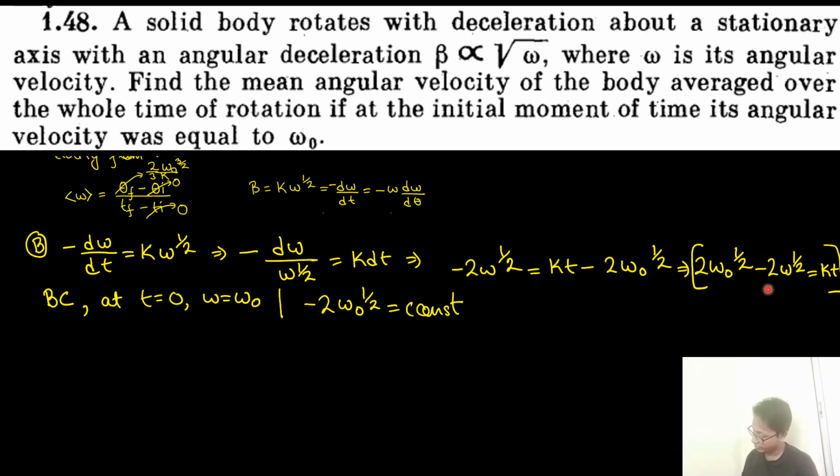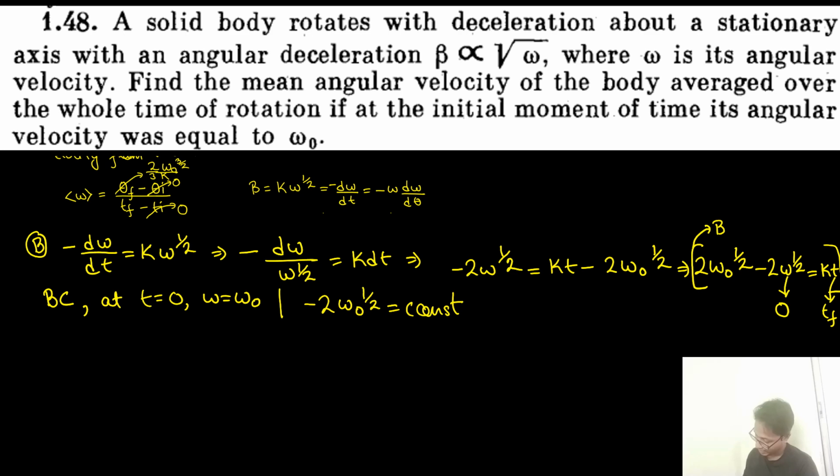The second equation, or the equation derived from this and this, would give us tf, or time final. So in this equation, to find out time final, what is the angular velocity at final time? At time final, t is equal to tf, angular velocity is equal to 0. Why? Because the body stopped.